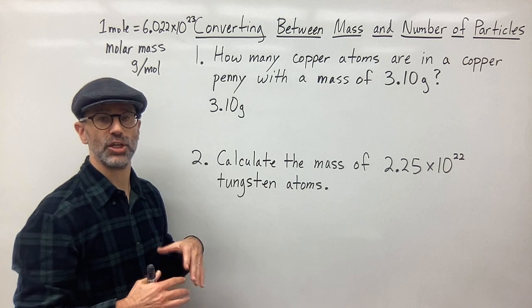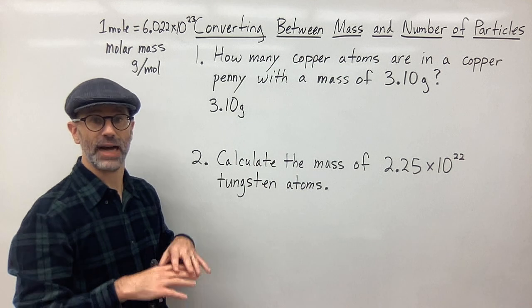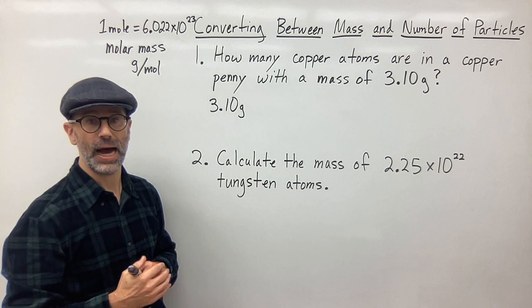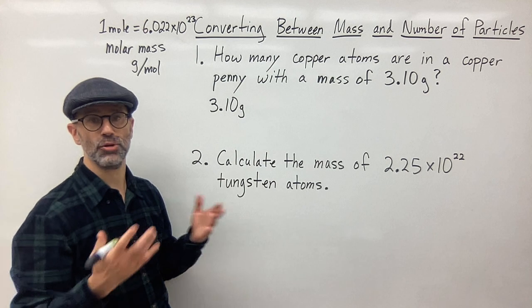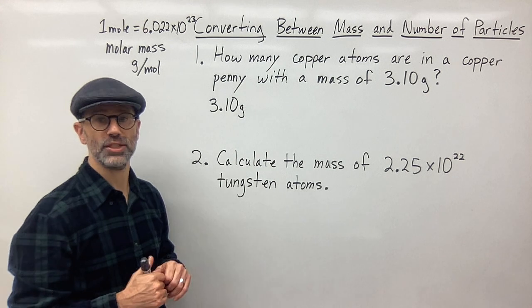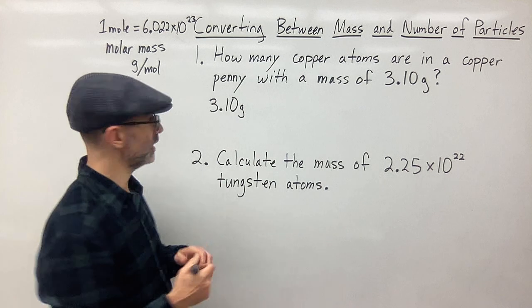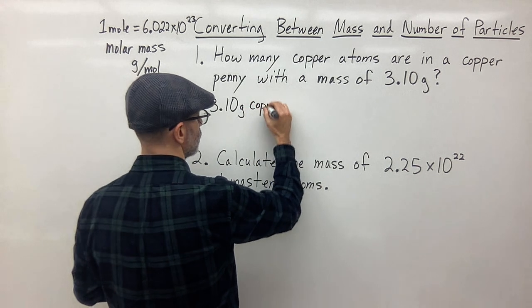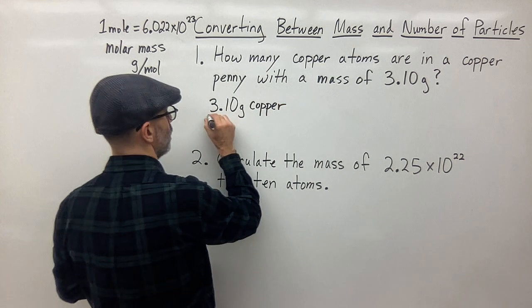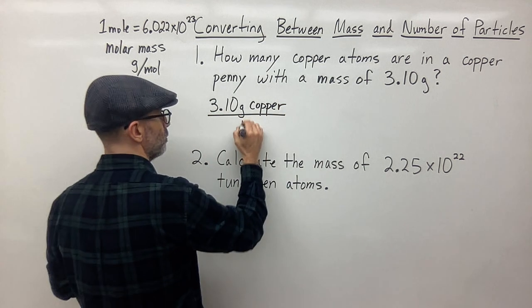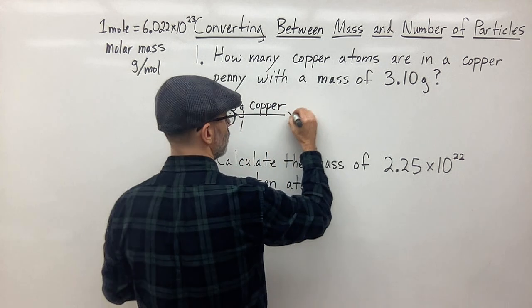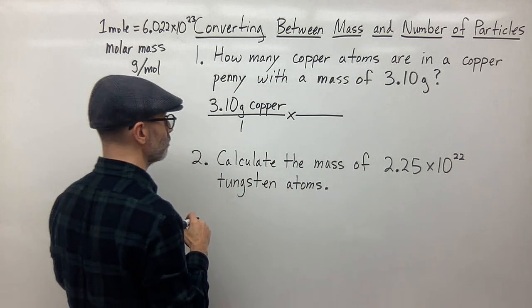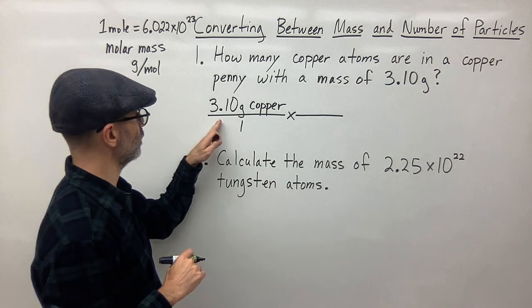Of course, pennies are not completely copper. They've got a copper coating with some zinc, so it's not purely copper. But we're assuming here that the 3.10 grams is completely copper. So we're going to say copper, and put that over 1, and then we're going to start converting until we get to atoms of copper. So I need the molar mass.